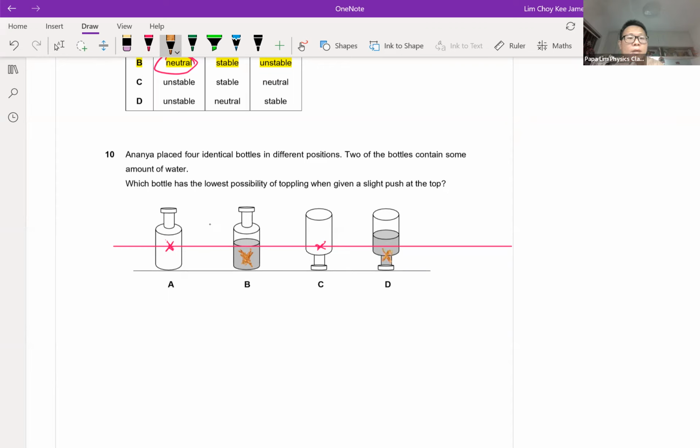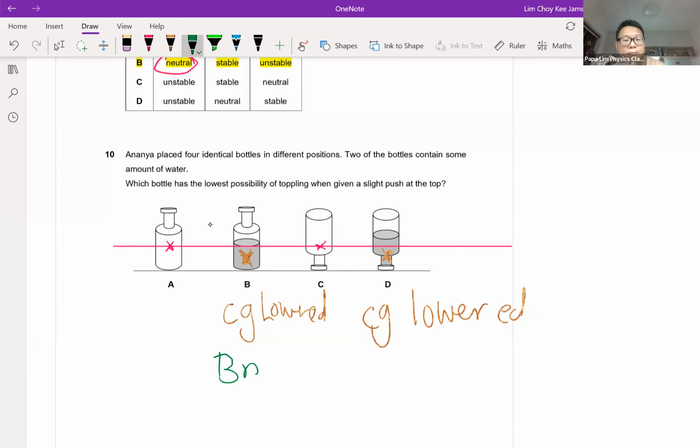If you look at B and D, the CG is lowered for both, so both have the same condition. We are not sure who gets lowered more. But another factor that will definitely make B stand out is that B has a broader base. B definitely has a broader base as compared to D.